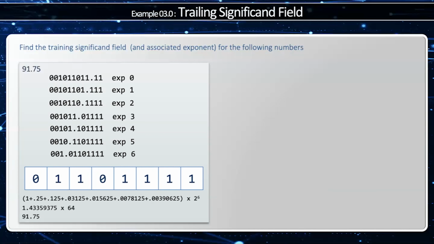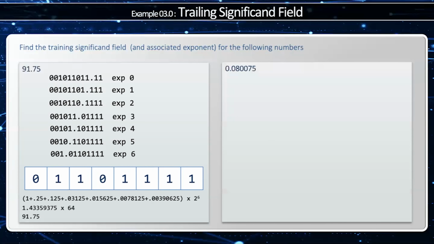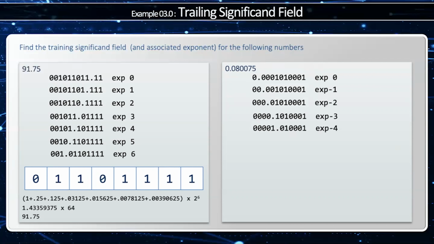Cool. That worked perfectly. Let's do another one here. I'm going to have 0.080075. Okay. Now notice how my decimal point is far to the left here. So I'm going to start with 00010100001 exponent 0. But now, instead of moving my decimal point to the left, I have to move it to the right. And when I move it to the right, I subtract 1, subtract 1, subtract 1, subtract 1. Now I have 1 point, so the decimal point is in the correct location.